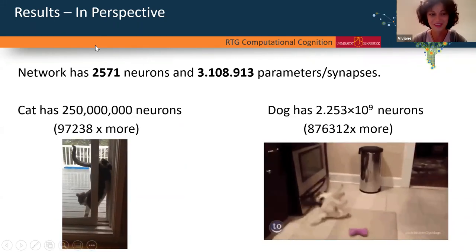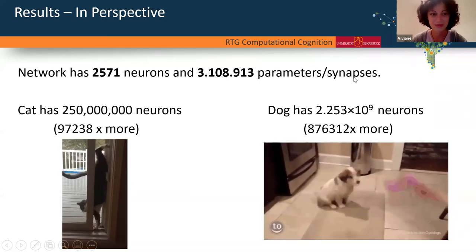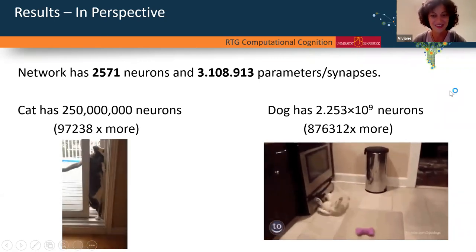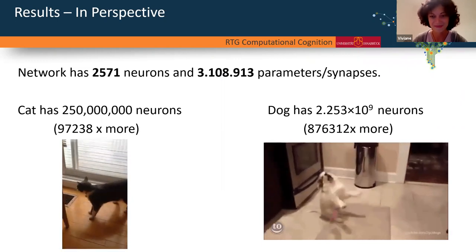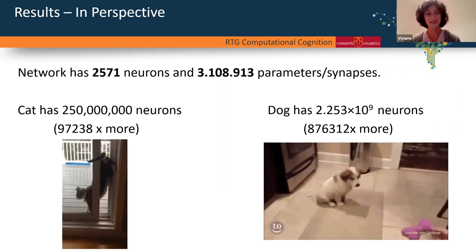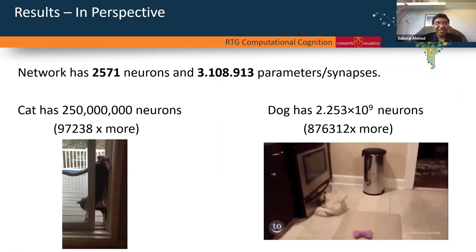And also, even cats and dogs who have many, many more neurons don't always learn perfect policies. So, Marcus, that's what your cat did.